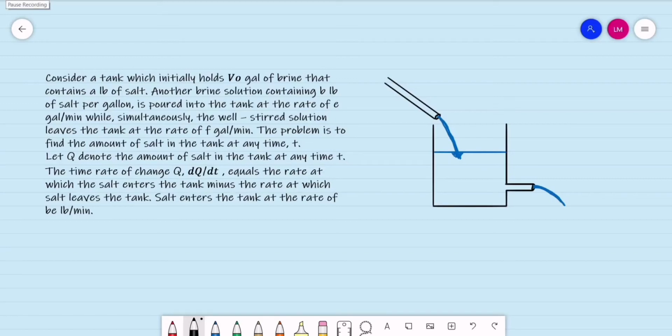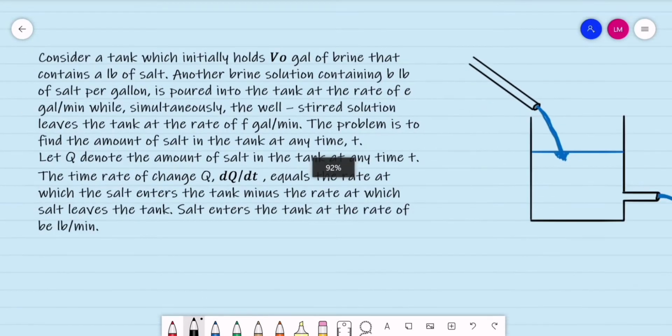Hi, good day. So this is a discussion for one application of differential equation. This is for a mixing problem. Okay, so let's have this example situation.